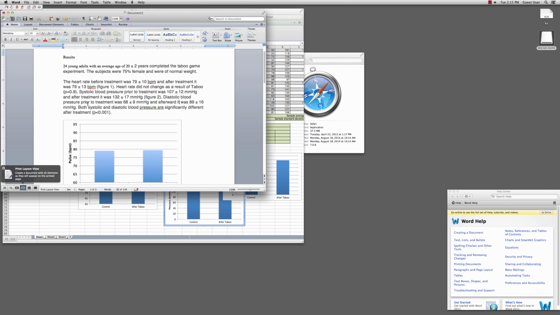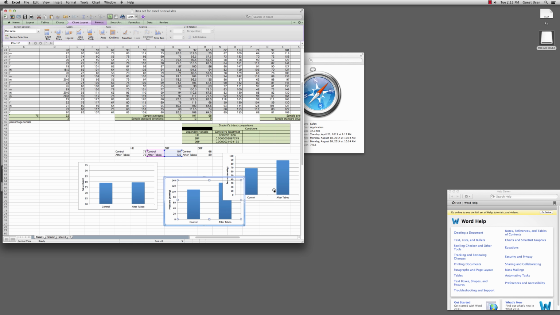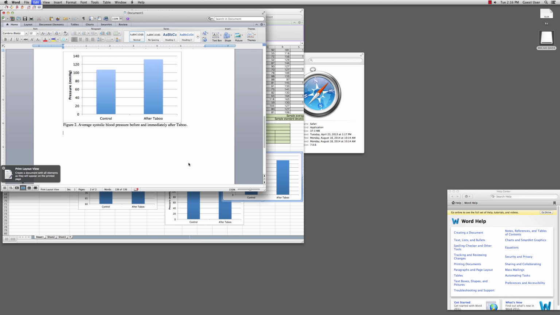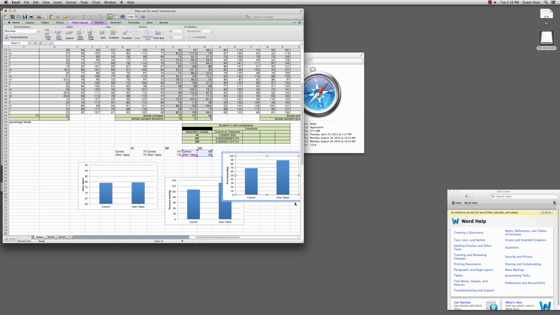I'm going to do the same thing for diastolic blood pressure. All right. Figure 3. Grab your last chart. Control C. Drop back in. Figure 3, average diastolic blood pressure before and immediately after taboo. Alright guys, last thing, let's make a pretty table.